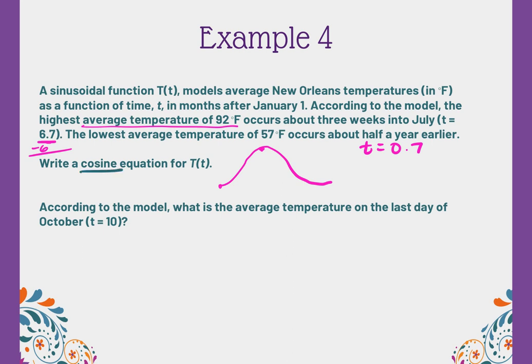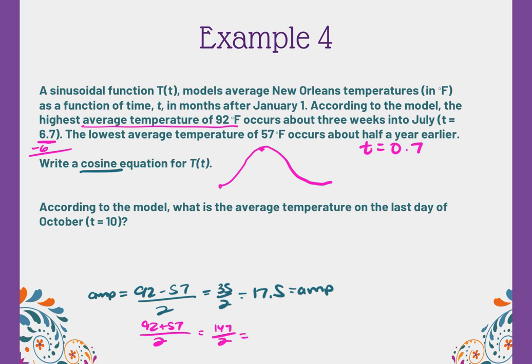If I want to find the amplitude, I'm going to do 92 minus 57 divided by 2. 35 divided by 2, which is 17.5. That's going to be your amplitude. The 92 plus 57 divided by 2 is going to give you the midline, which is your vertical shift. So this is 149 over 2, or 74.5. This is going to be D. This would be also the midline.